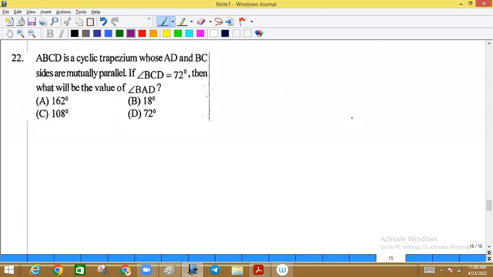ABCD is a cyclic trapezium. So these are from tier 2. ABCD is a cyclic trapezium whose AD and BC sides are mutually parallel. If angle BCD is 72, then what will be the value of BAD? Cyclic trapezium means opposite angles are supplementary. Okay.